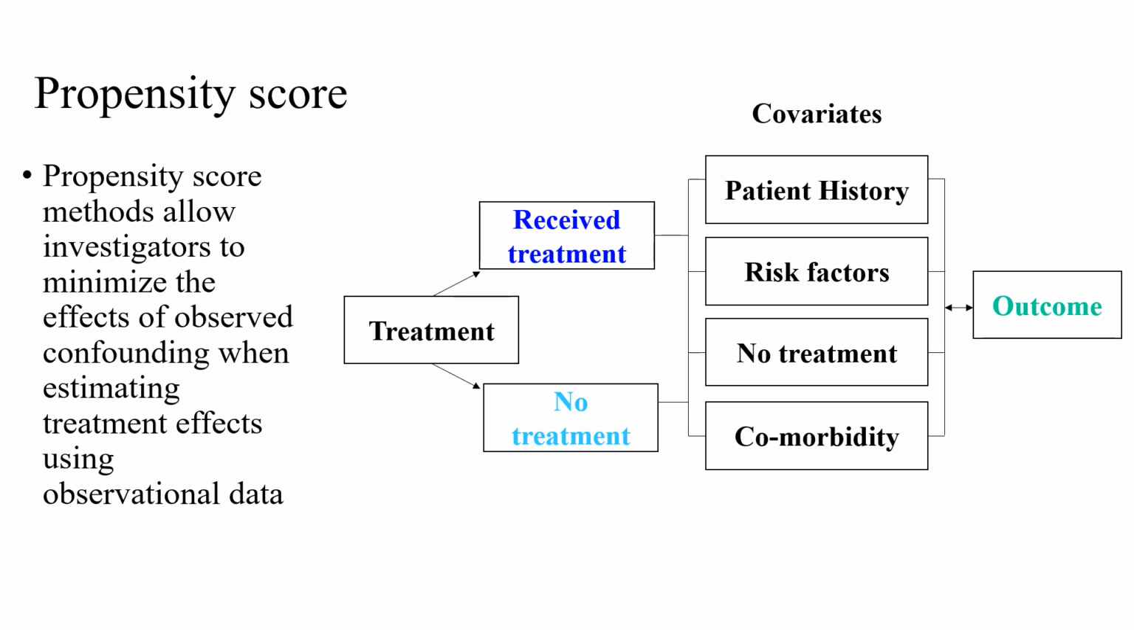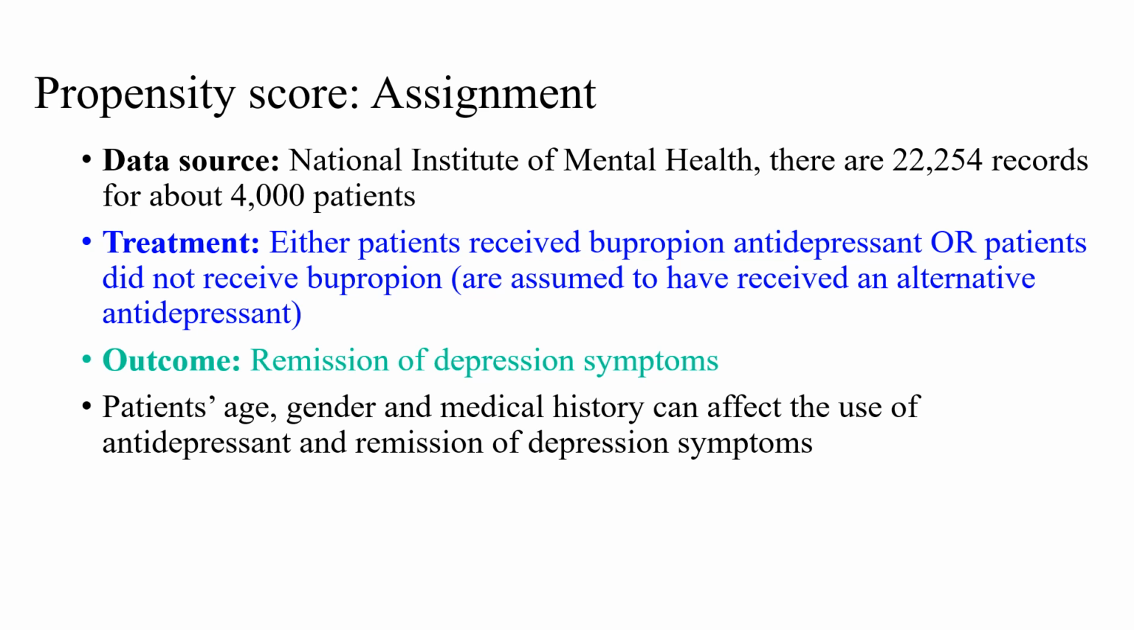In electronic health records, we don't have randomized treatment and control groups with the same distribution of covariates. Due to lack of randomization, the covariates and effect of treatment are confounded. So how will we solve this problem? With the propensity score methods, which will allow us to minimize the effects of observed confounding when estimating the treatment effects using observational data. For this assignment, we will use data from the National Institute of Mental Health.